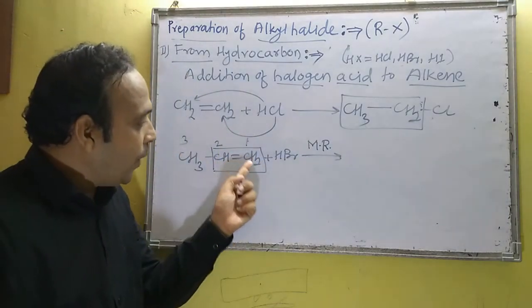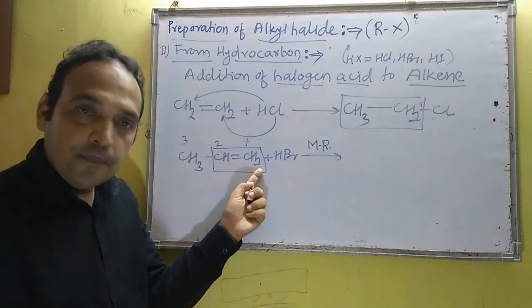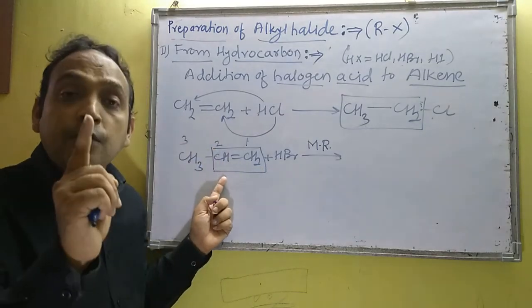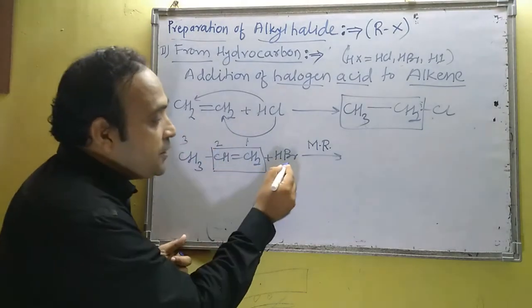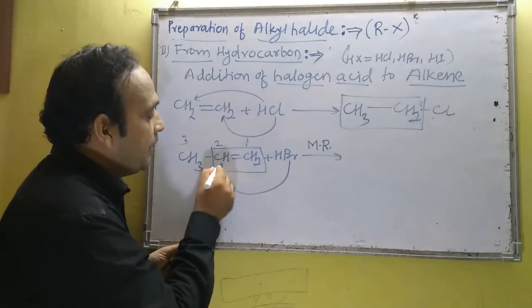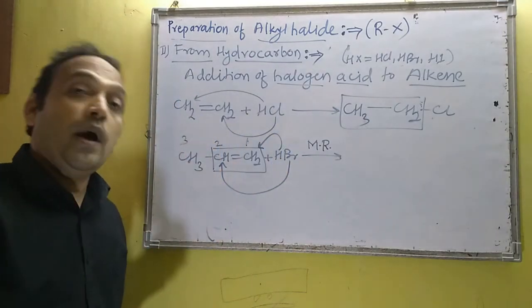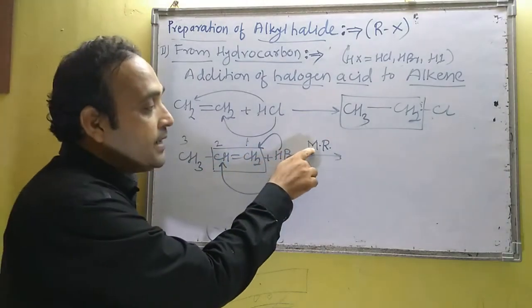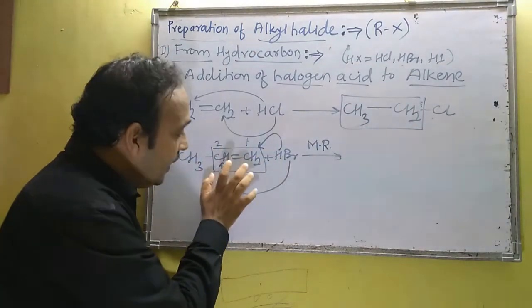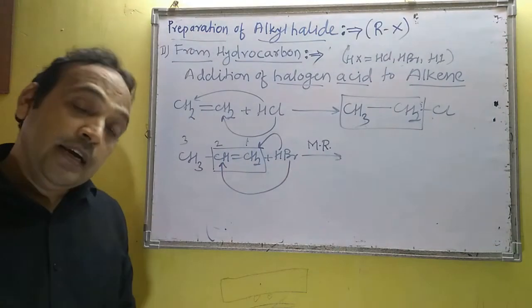Now carbon number 1, 2 hydrogen atoms are there. Carbon number 2, 1 hydrogen atom is there. So this Br is attached to carbon number 2 and H is attached to carbon number 1. And this rule is called Markovnikov rule. And here a double bond will convert into single bond.